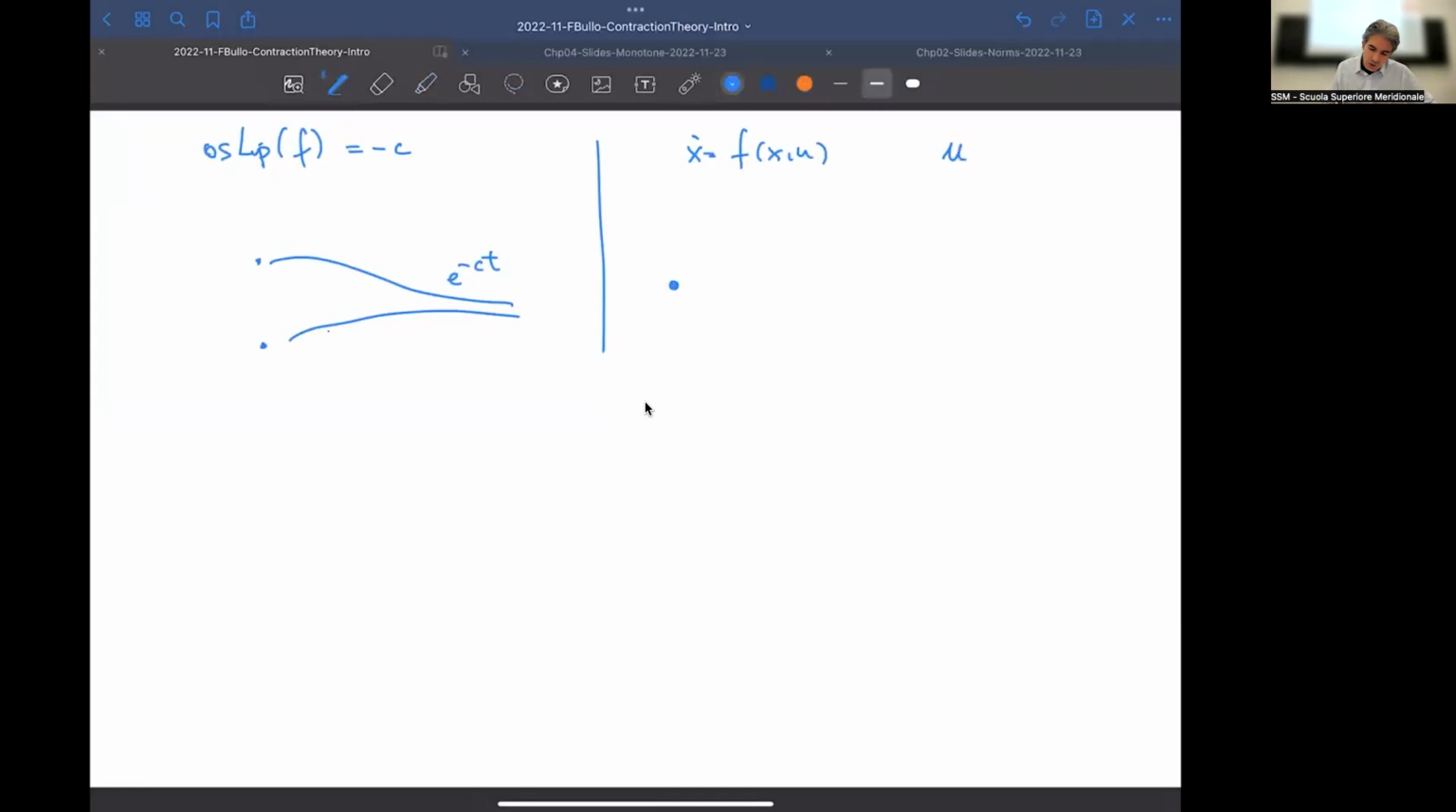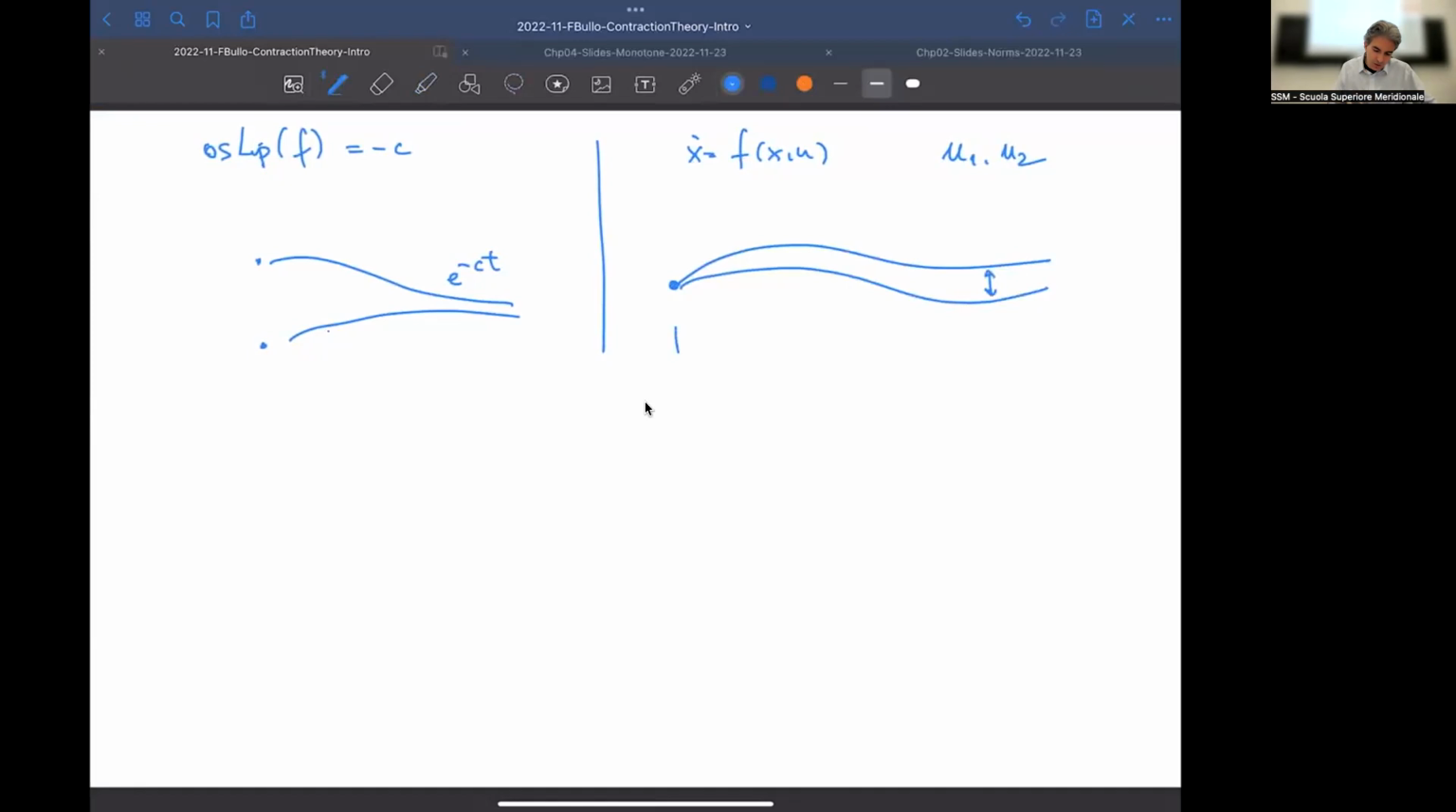I consider two inputs, let's say u1 and u2. What happens is that this is contracting, so with rate minus c. So then I have a trajectory and I have another trajectory. And this distance does not grow very far, because we have this contractivity property.